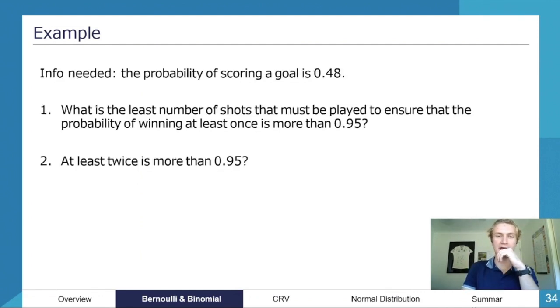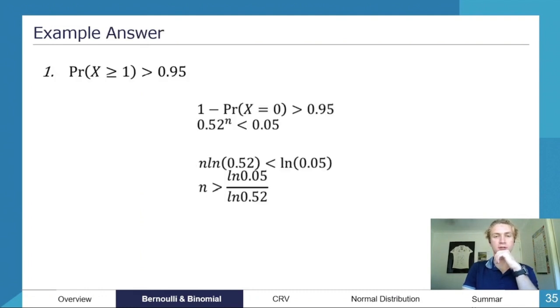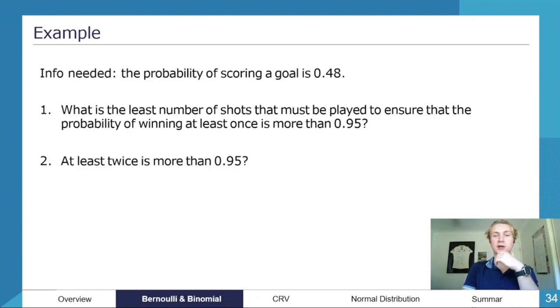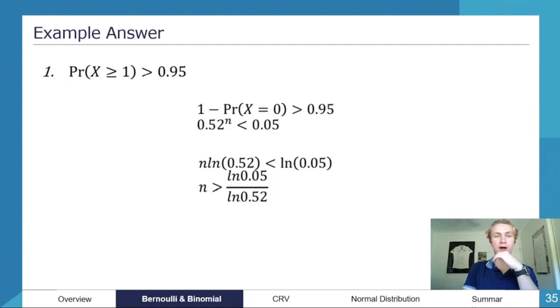But if we take 1 minus the probability that x equals 0 and we sub it in, so we have p equals 0.48, r equals 0, and n is what's unknown, if we work that out, what we're going to get ultimately is 1 take 0.52 to the power of n.